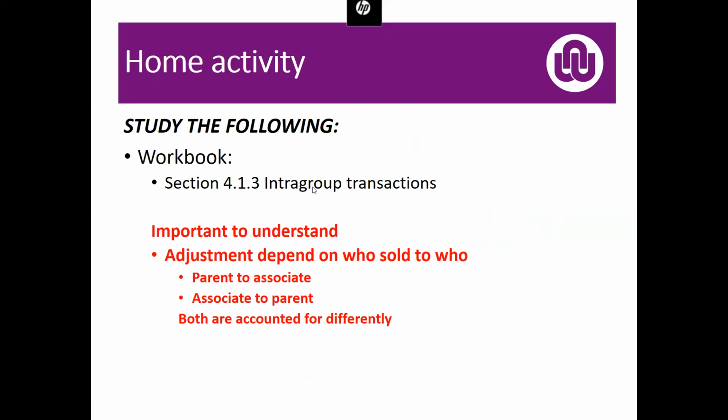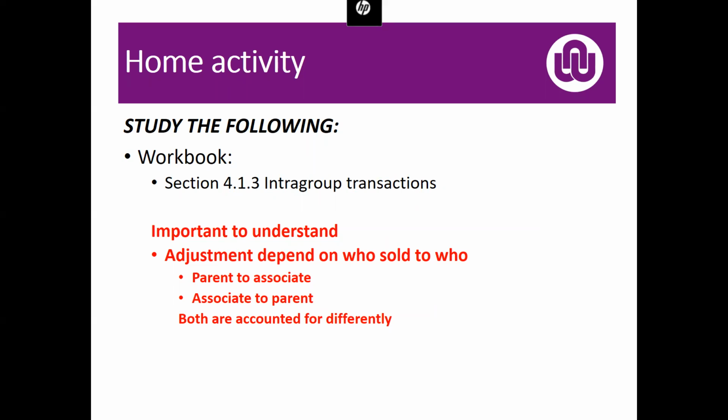So please go and study work through part 4.1.3 for intergroup transactions. Again, here, I want you to focus, make sure you understand the impact of deferred tax on this, okay? And also make sure that it's important to know who sells to, if the parent sells to the associate or the associate sells to the parent. And the reason for this is, remember, they will be accounted for differently.